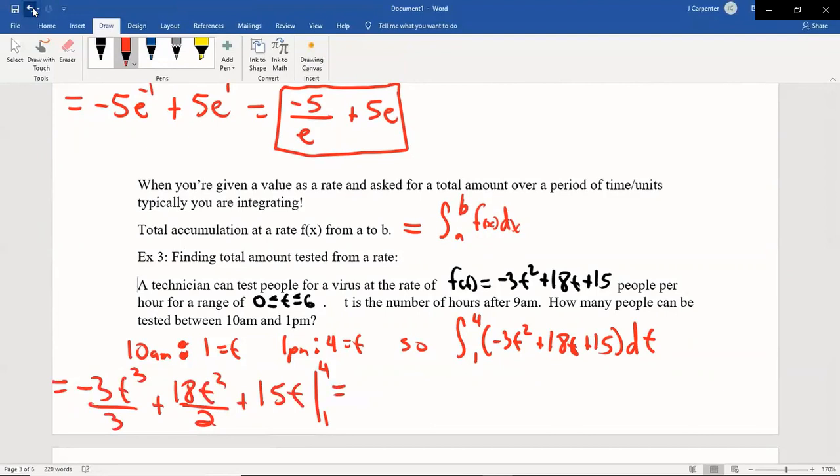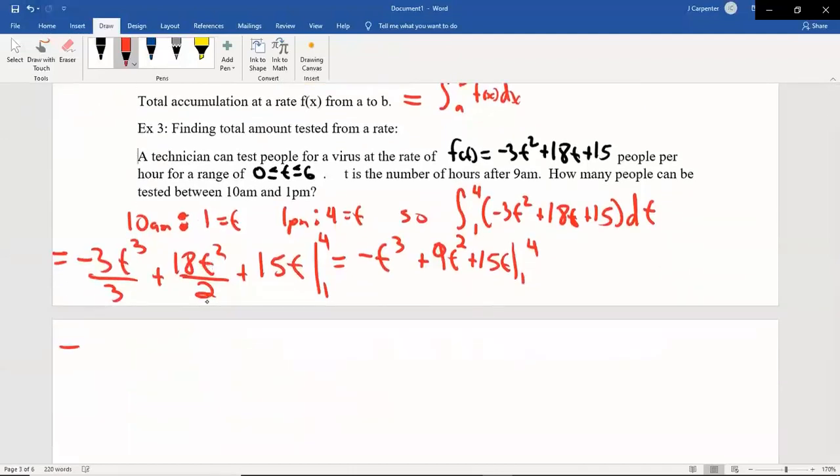So we're going to plug in the upper limit, which is 4. Let me actually simplify this first. The -3 and the 3 cancel. The 18 and 2 make a 9. That's -t cubed plus 9t squared plus 15t, evaluated from 1 to 4. So plug in the 4. That's -4 cubed plus 9 times 4 squared plus 15 times 4. Then subtract the lower limit. So minus multiple terms. Let's go ahead and get the parentheses out of the way so we don't miss it.